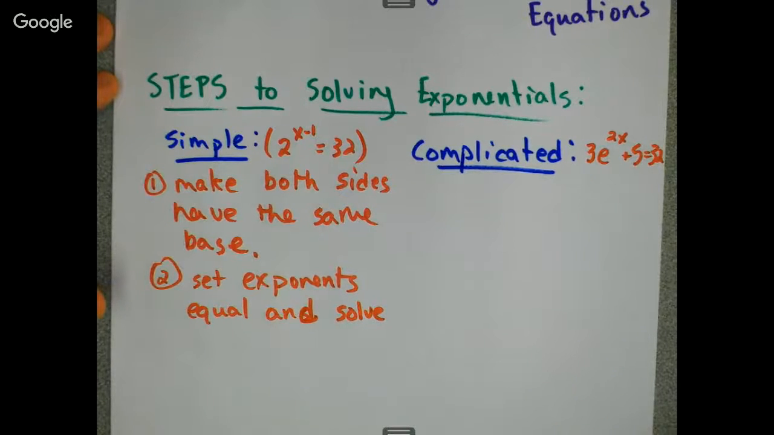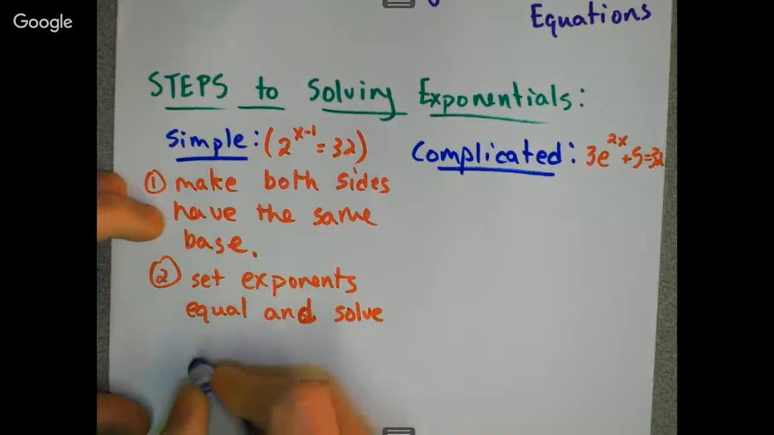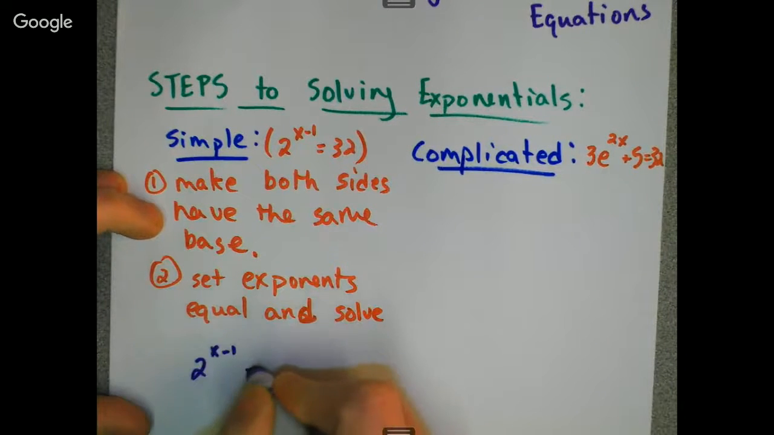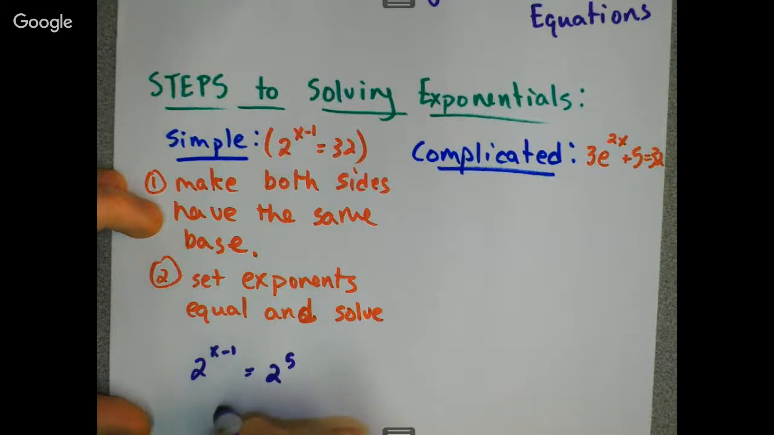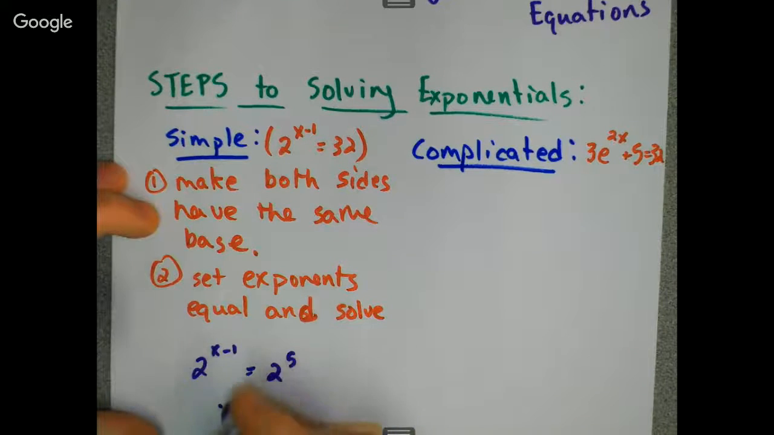Like that example I just gave you, we'd say 2 to the x minus 1 equals 2 to the 5th. And then I'd say, since these bases are the same, the exponents also have to be the same. So we'll say x minus 1 equals 5, and x equals 6.